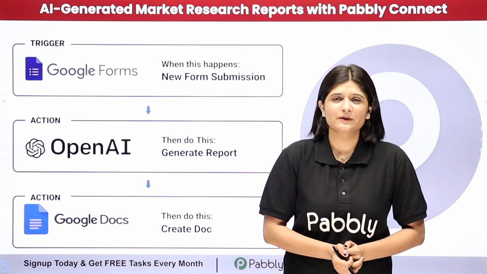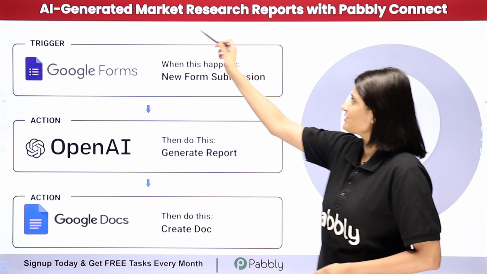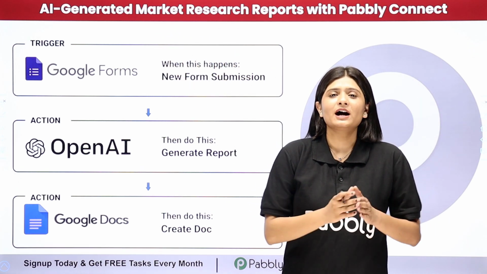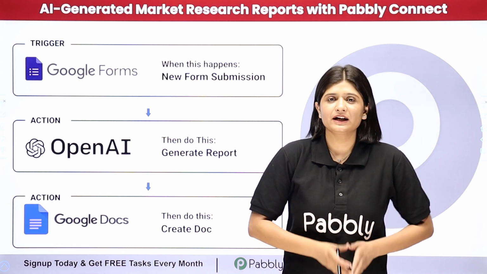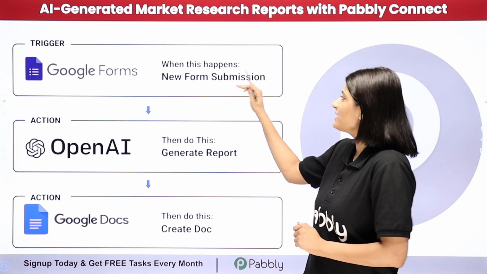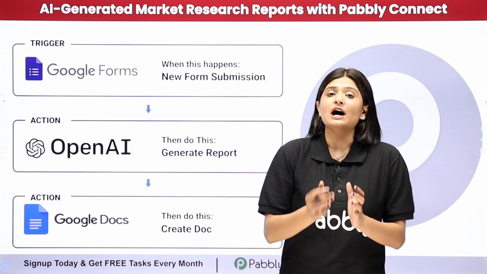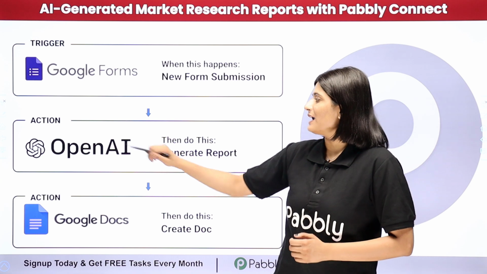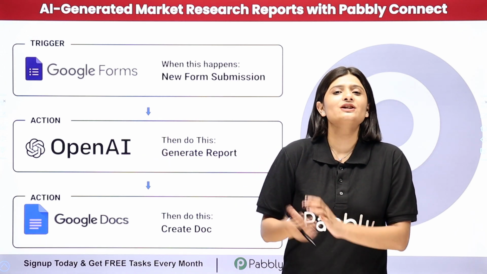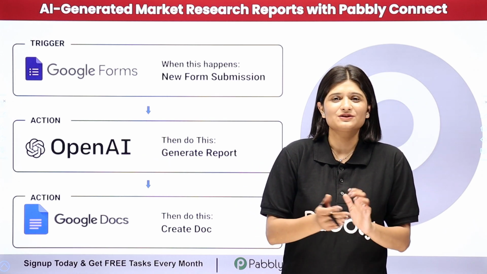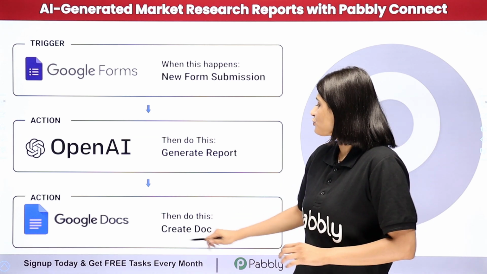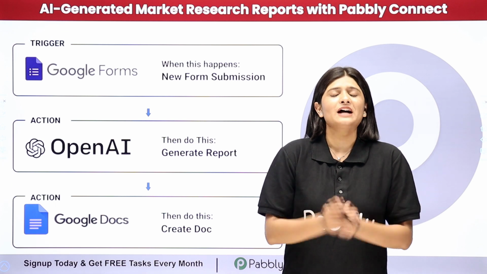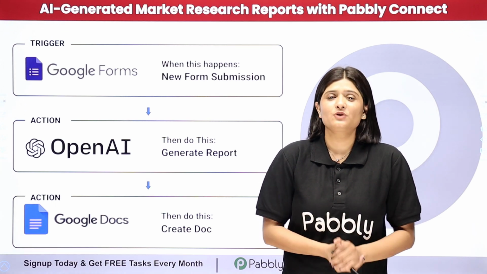In this video, we are going to learn how to create AI-generated market research reports with Pabbly Connect. So let's suppose I'm a market research analyst and I'm collecting all my clients' responses with the help of Google Forms. Now I want that whenever there is a new form submission, the report should be automatically generated with the help of an AI agent. Here I'm going to use my AI agent as OpenAI, and the Google Doc should be automatically created.